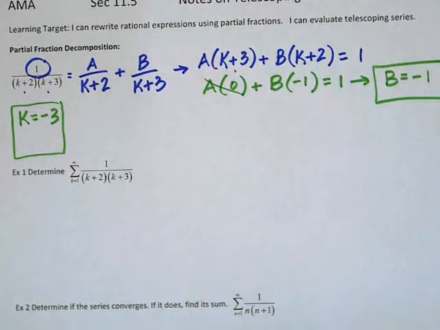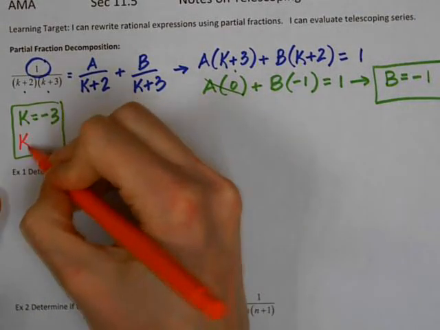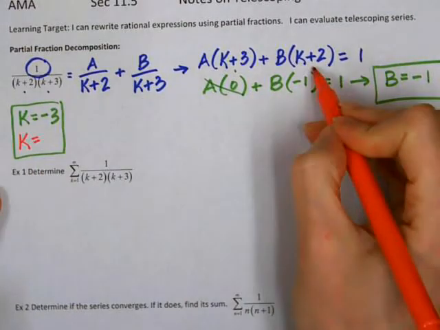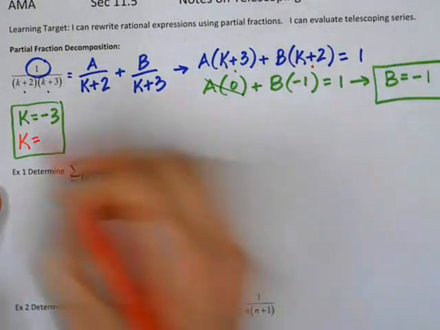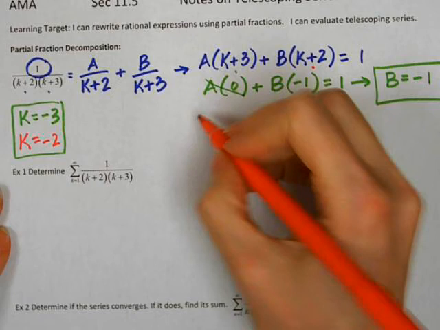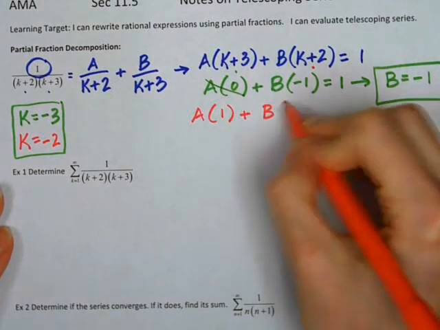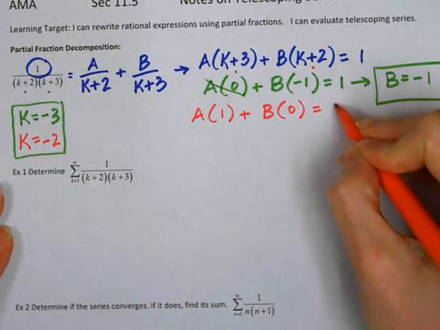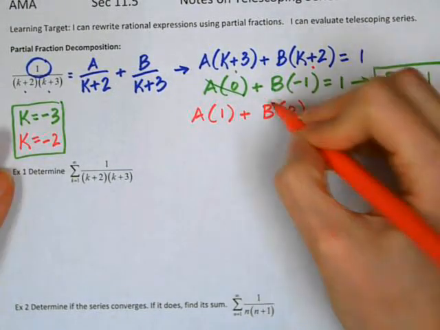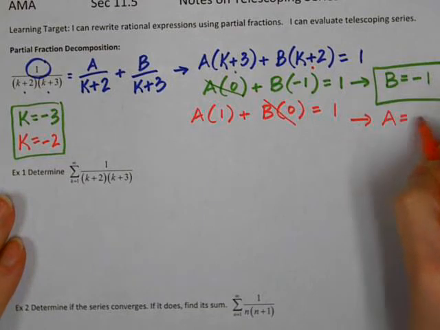All right, and now we're going to find A. And to find A, let's plug in k equals, let's try -2 this time. All right, so if we plug that in, we have A times 1 plus B times 0 equals 1. And then this cancels, and I think you guys would agree that A would equal 1.